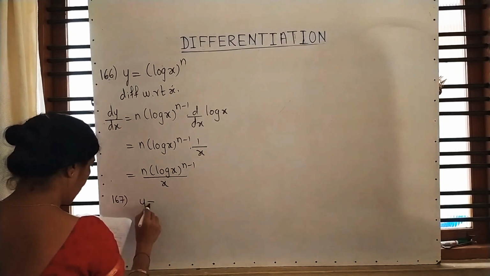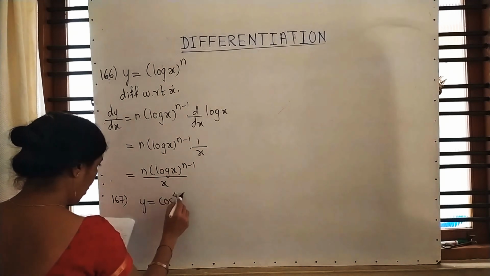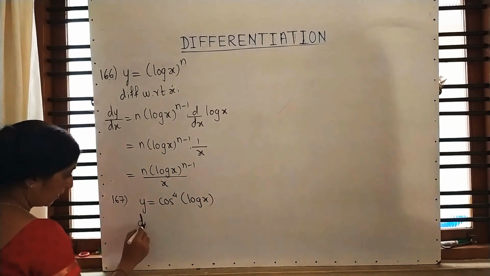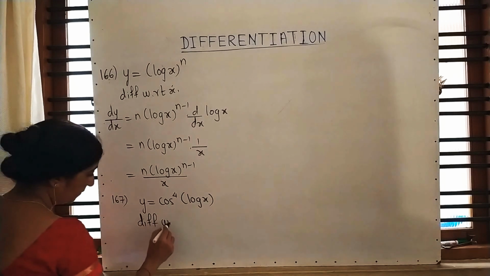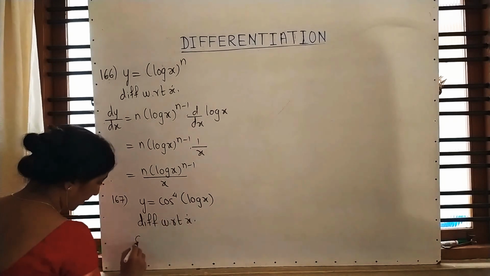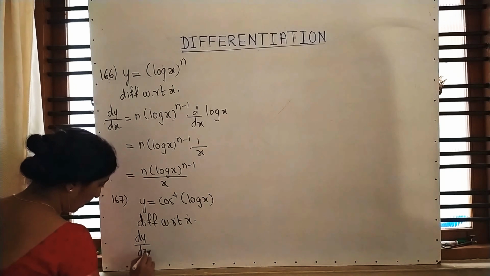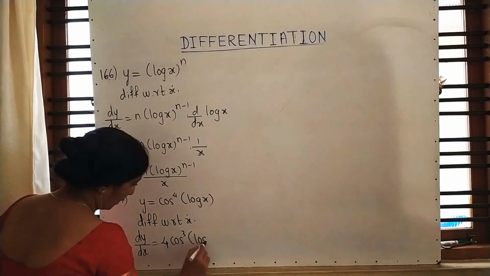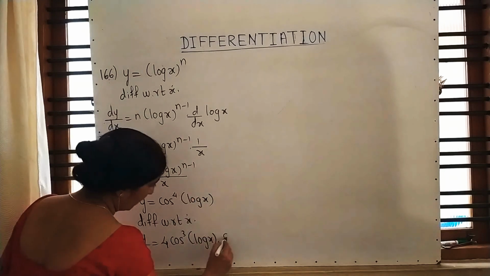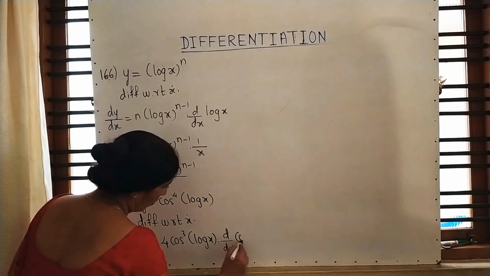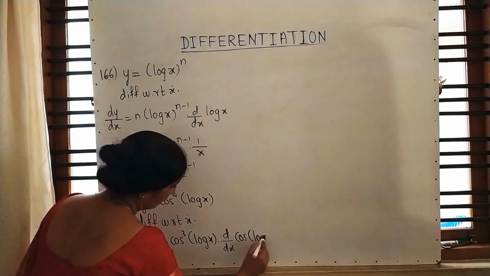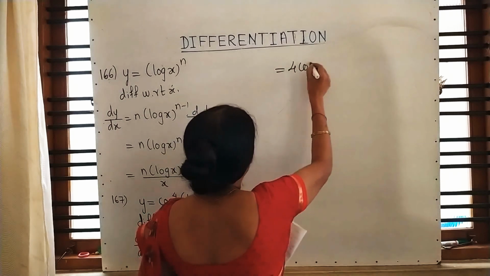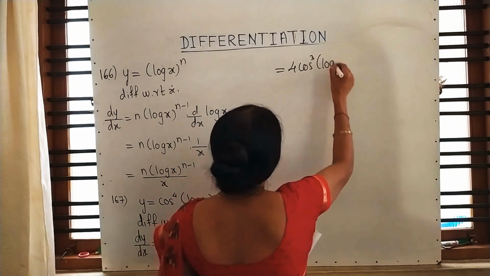Next, 167. Y is equal to cos raised to 4 log x. First power. Differentiating with respect to x, dy upon dx is equal to 4 cos cube log x. After power, base. Base is cos log x. So it is 4 cos cube log x.